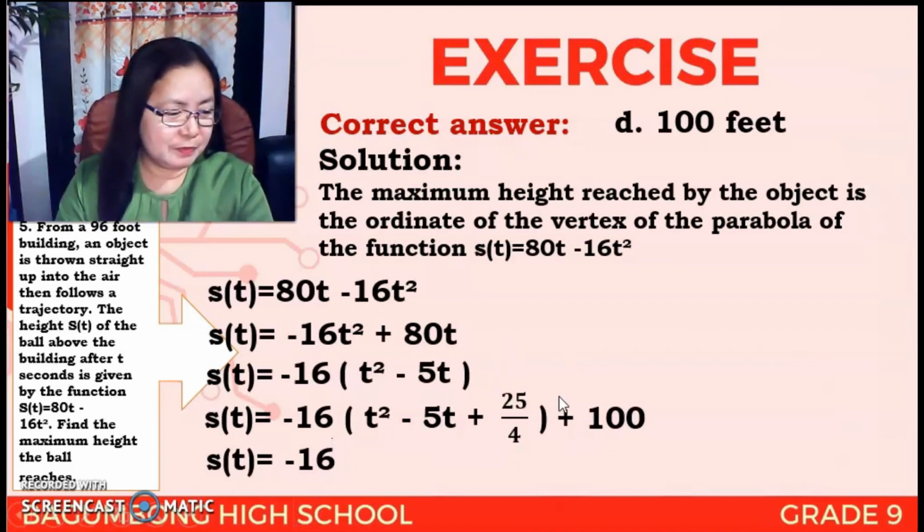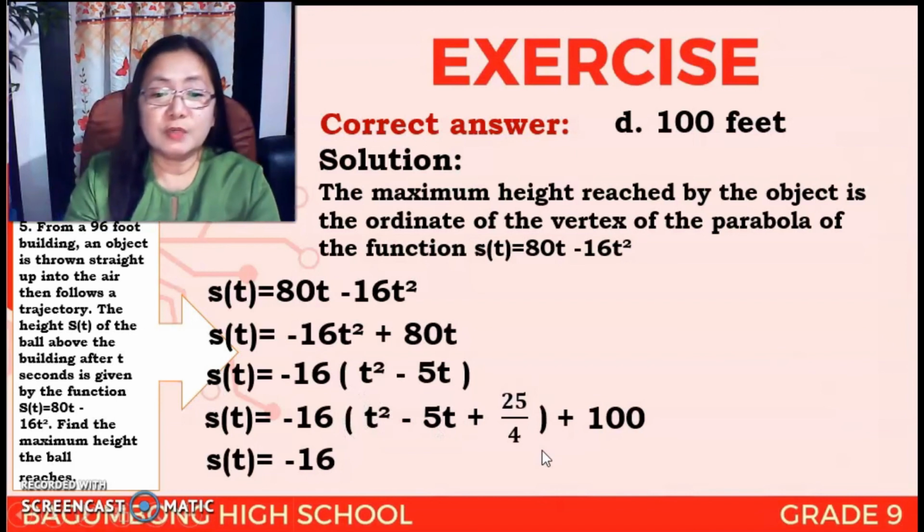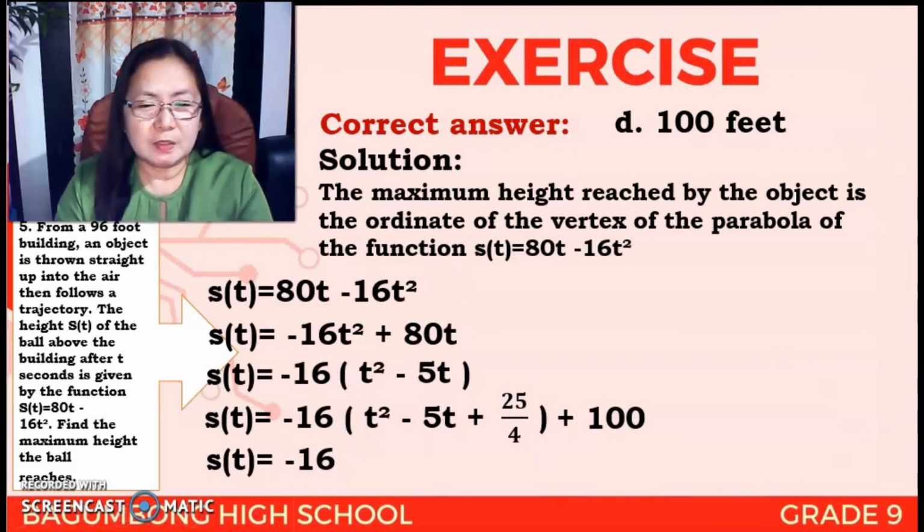What do you think before I continue? So, we add 25 over 4 to this expression to make it a perfect square trinomial, for us to transform this into a binomial squared. So, negative 16 times positive 25 over 4, simplify, the answer is negative 100. So, we will add positive 100. Okay, that is the rule.